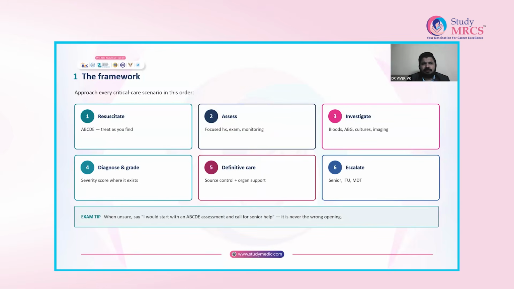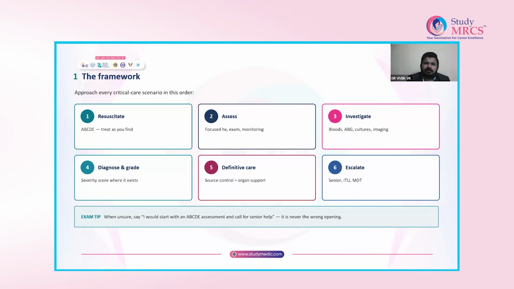So we are going to discuss the framework of this station, the critical care scenario station. First is always resuscitate. For any scenario regarding applied surgical science, you have to always start by saying that I will manage this patient according to the care of the critically ill surgical patient protocol, and I will resuscitate according to the ABCDE approach, that is airway, breathing, circulation, disability and exposure. So always start answering like this.